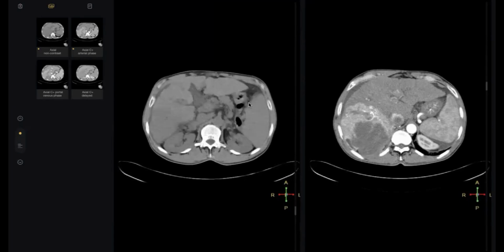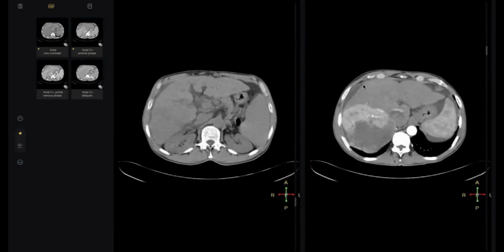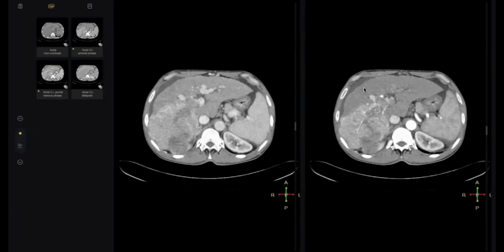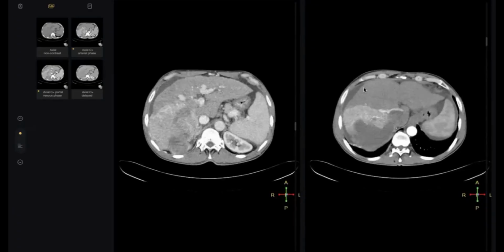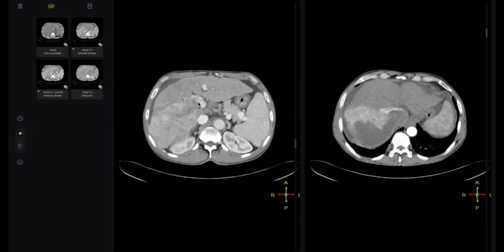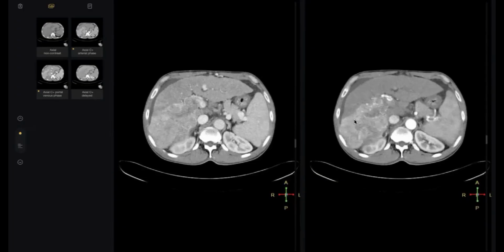I'm provided with the arterial phase, and in the arterial phase, I can see that it is showing heterogeneous enhancement. I'm looking to see its extension on the arterial phase. And comparing the arterial with the portovenous phase, I can appreciate that there is some area of washout. I'm now trying to look at the portal vein.